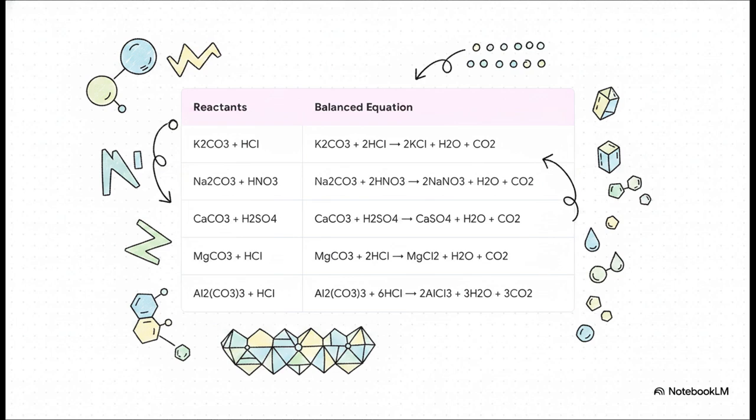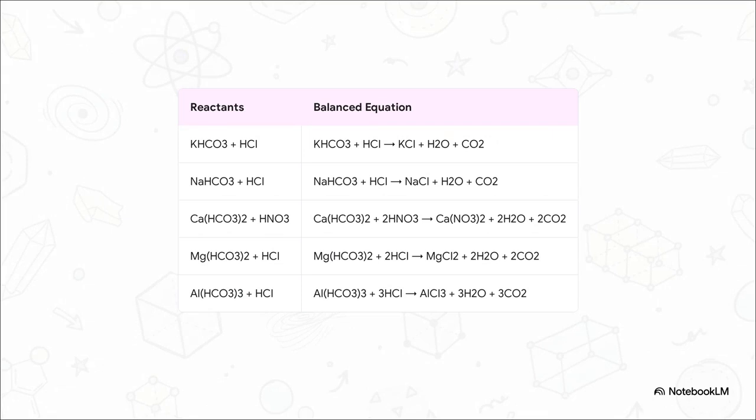Oh, and a quick side note on that last group, we've used the chemically corrected aluminum carbonate notation here, Al2(CO3)3. When it reacts with 6 HCl, we get 2 AlCl3, 3 waters, and 3 CO2 molecules. The math scales up, but the rule never falters. And the pattern just continues beautifully.